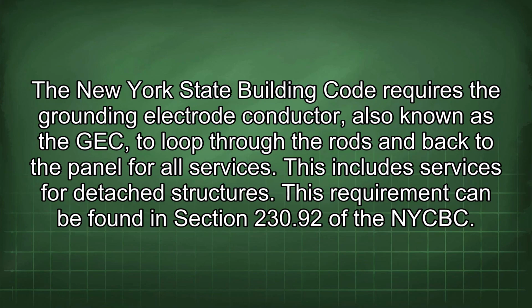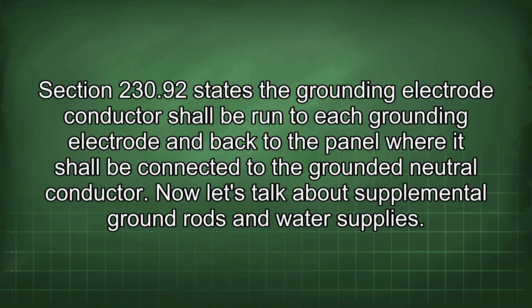New York State Building Code requires the grounding electrode conductor, also known as the GEC, to loop through the rods and back to the panel for all services. This includes services for detached structures. This requirement can be found in Section 230.92 of the NYC. Section 230.92 states the grounding electrode conductor shall be run to each grounding electrode and back to the panel where it shall be connected to the grounded neutral conductor.